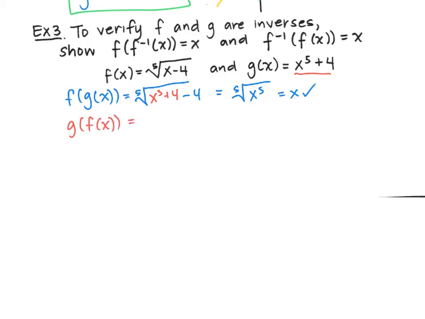So g of x is x to the fifth plus 4. So I'm going to do the fifth root of x plus 4, to the fifth plus 4. And I already made a mistake. Let me erase that. There should be a minus sign, huh?